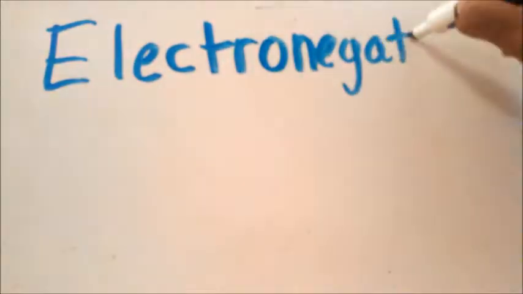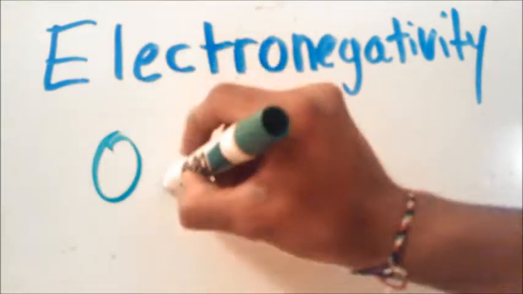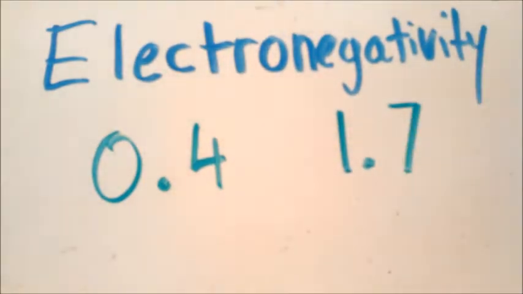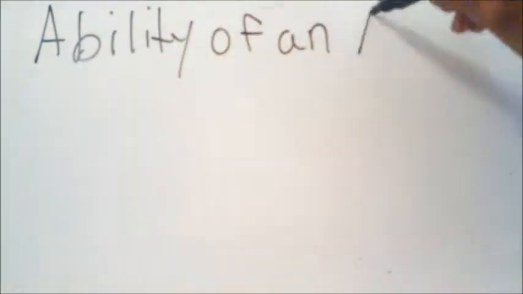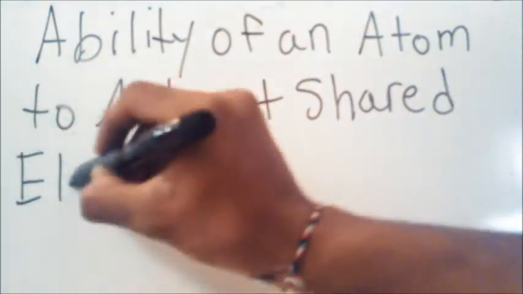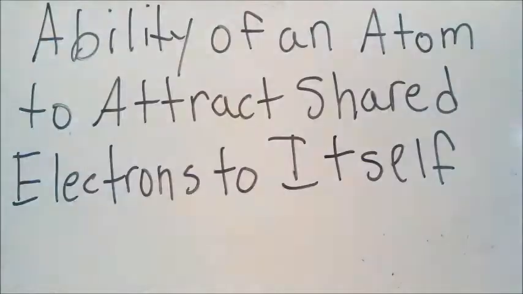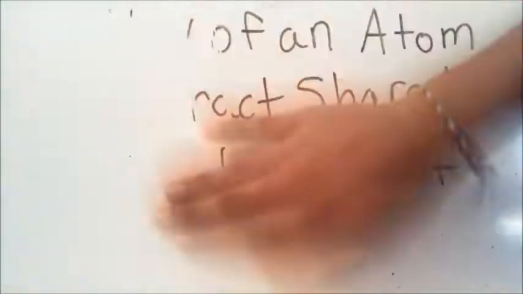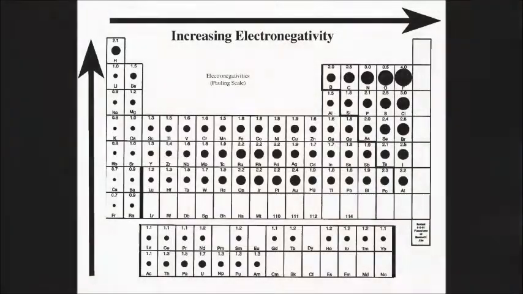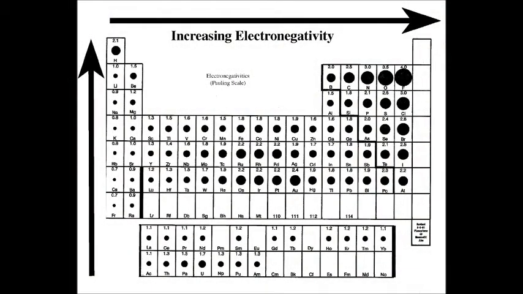Let's move on to electronegativity. 0.4 and 1.7 are very important numbers. Electronegativity is an atom's ability to attract shared electrons to itself. Here is the electronegativity chart on the periodic table of elements.